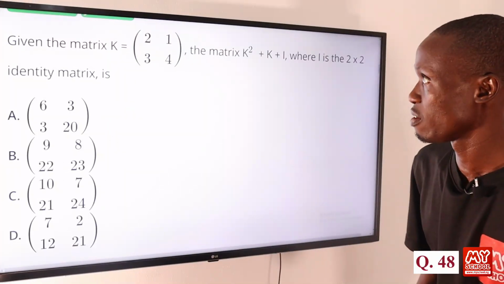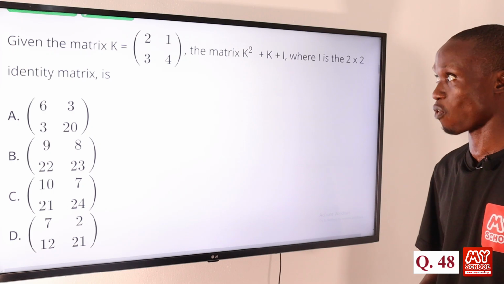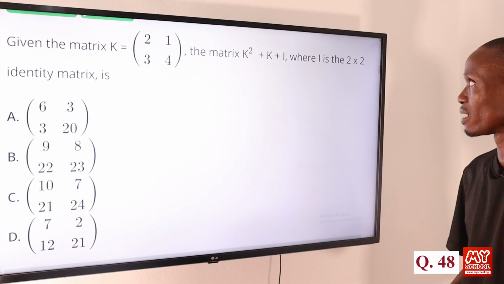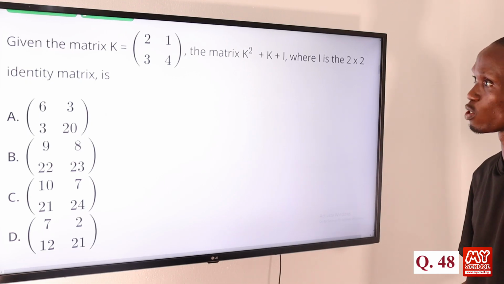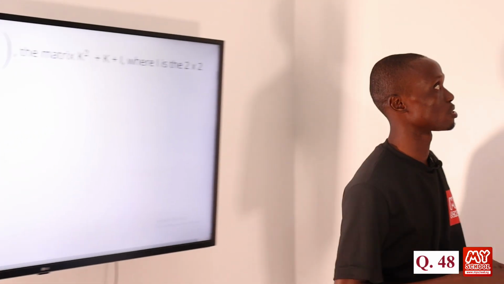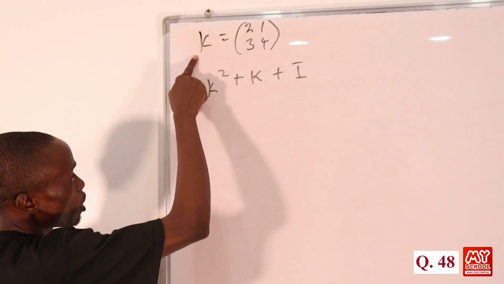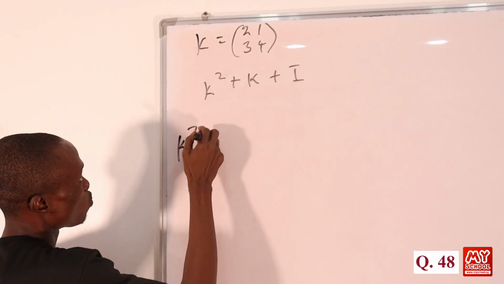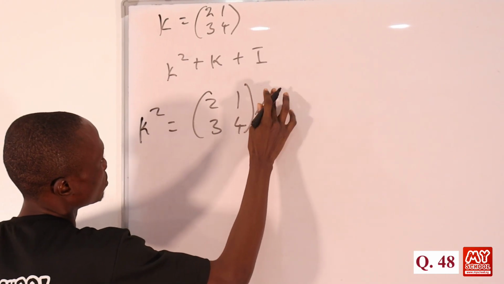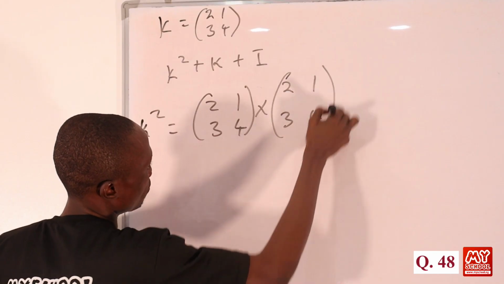Question 48. Given the matrix K is equal to 2, 1, 3, 4, find the matrix K squared plus K plus I, where I is the 2 times 2 identity matrix. So let's move to the board to provide an answer to this question. First of all, let's get the value of K squared. So K squared will be equal to 2, 3, 1, 4 times 2, 1, 3, 4 in brackets.